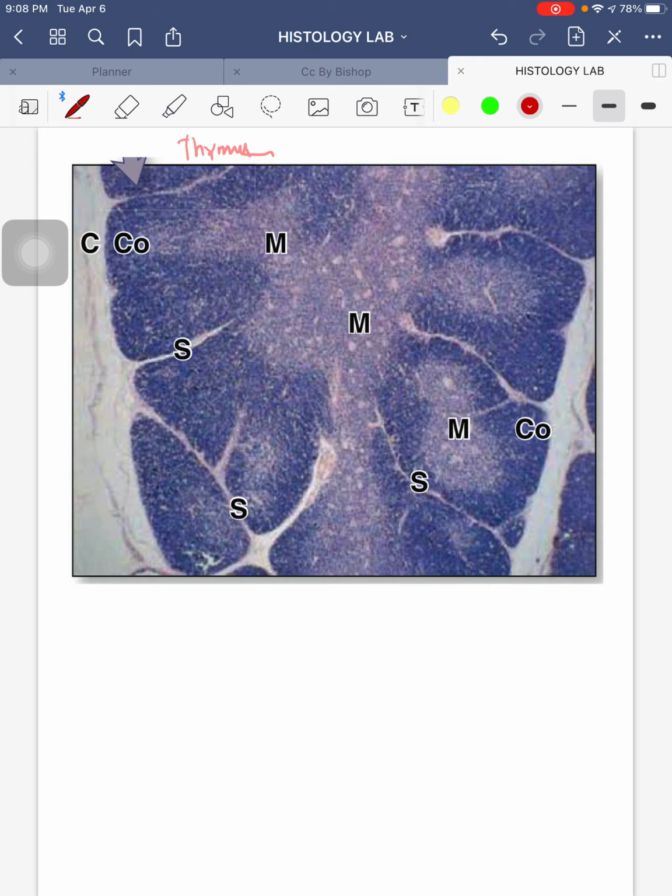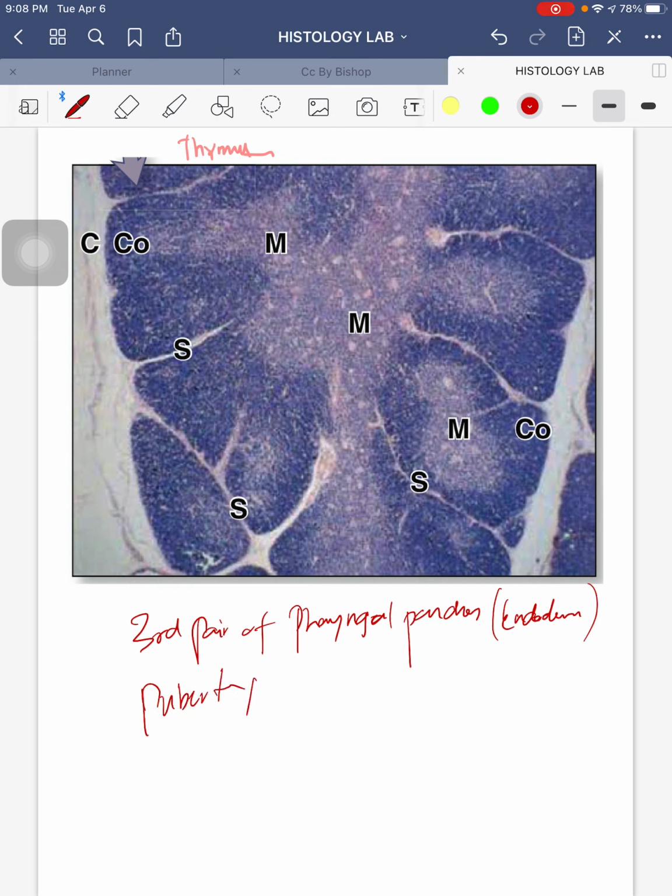Nonetheless, third pair, I'll write it, of pharyngeal pouches in your endoderm. Also it's good to note that during puberty, there will be an involution of your thymus, meaning there will be a decrease in your thymic mass, which will result in a decreased output of T cells. And again, they function for induction of central tolerance or the prevention of autoimmunity.